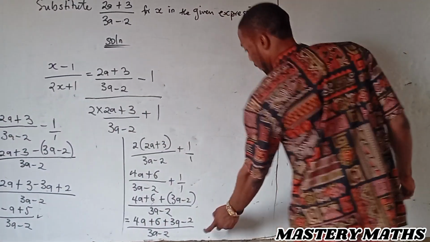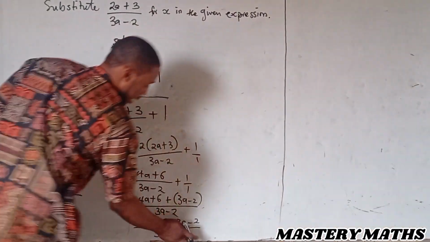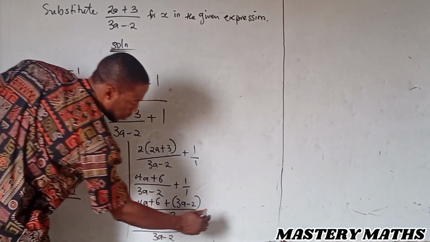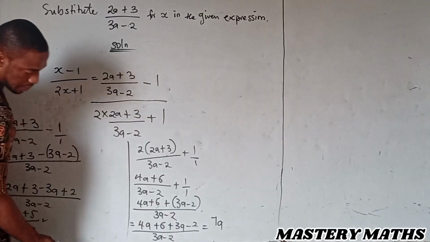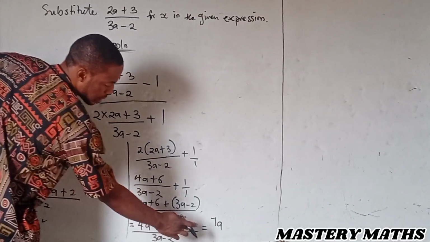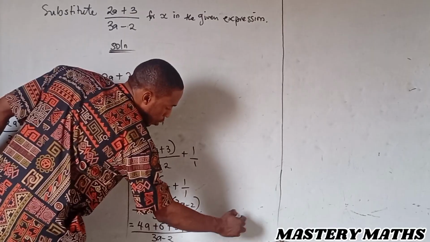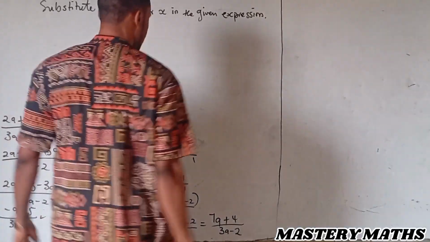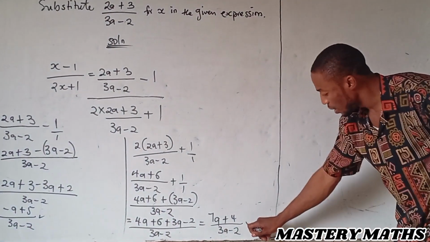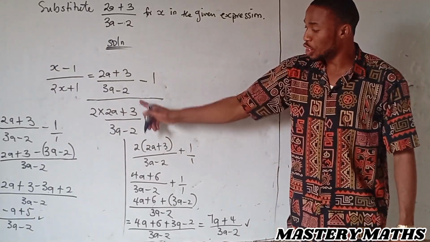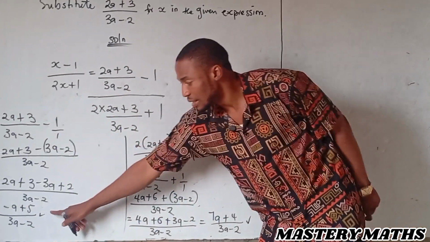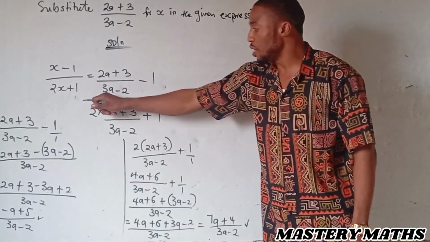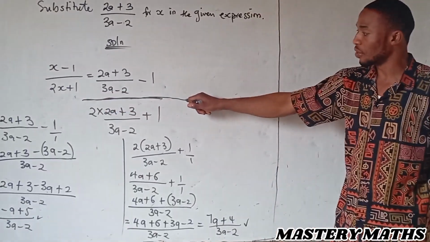Now, this is not the final answer. To get the final answer, 4a + 3a will give you 7a. See it now? 6 minus 2 will give us 4, over 3a − 2. Now, this here is the answer to the denominator. Why is this the answer to the numerator? Now, to solve, remember there is a big division sign under it.